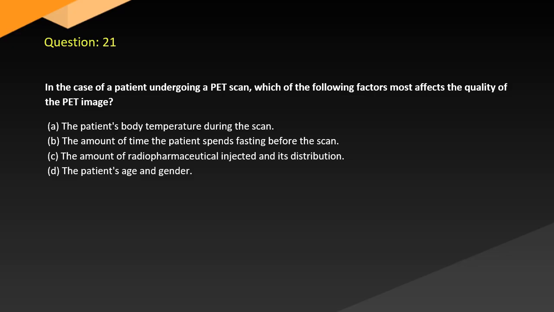Question 21. In a case of a patient undergoing a PET scan, which of the following factors most affects the quality of the PET image? A. The patient's body temperature during the scan. B. The amount of time the patient spends fasting before the scan. C. The amount of radiopharmaceutical injected and its distribution. D. The patient's age and gender.